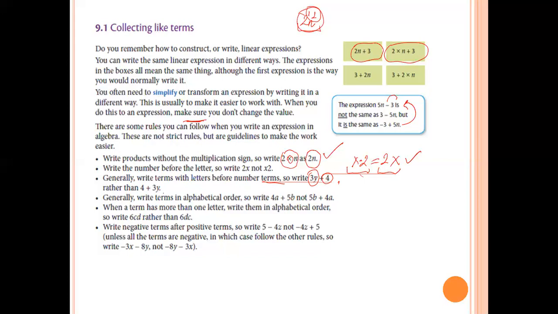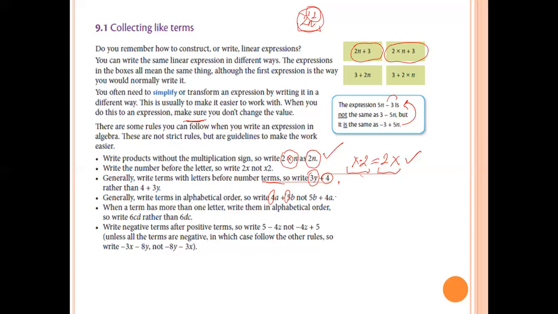The fourth rule is generally write terms in alphabetical order. So write 4a plus 5b. Here our first coefficient is less than the second term's coefficient, but that's not important. The best way to order the terms is alphabetical: A, B, C, D, and so on, up to X, Y, Z. A is the first letter in the alphabet, that's why 4a plus 5b.